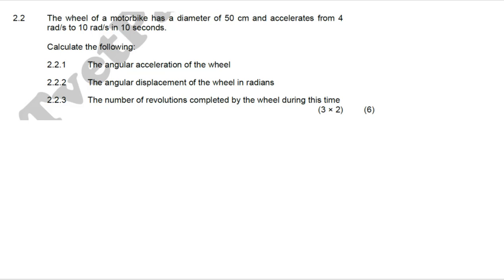So I always like to start with a drawing first. What do we have? We have a motorbike wheel and it has a diameter. Here's my motorbike wheel. Lovely motorbike wheel. It has a diameter of 50 centimeters and accelerates from 4 radians per second to 10 radians per second in 10 seconds.